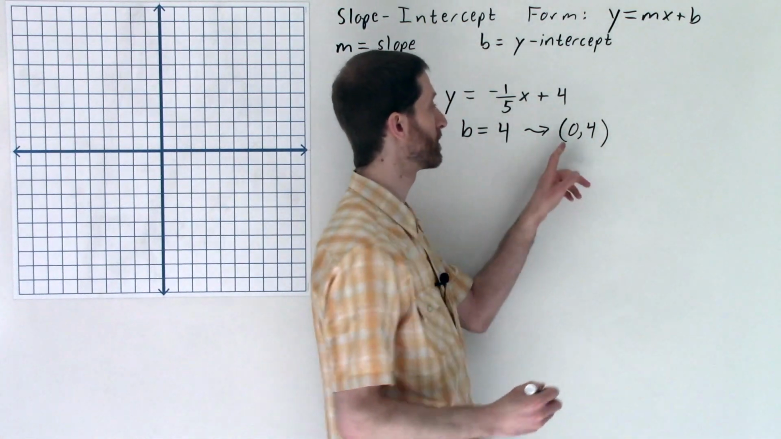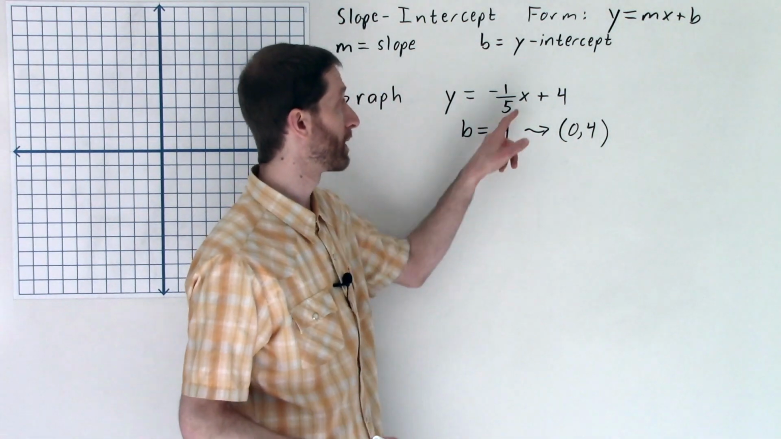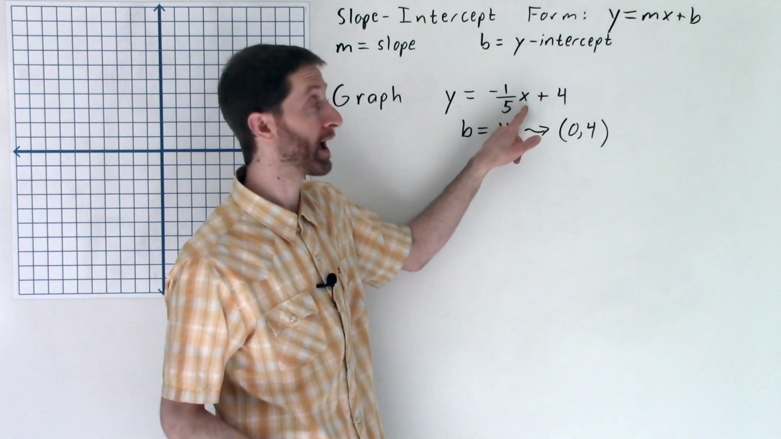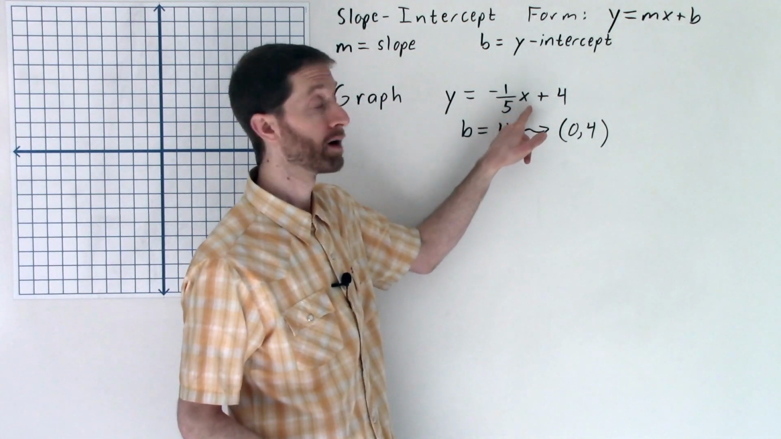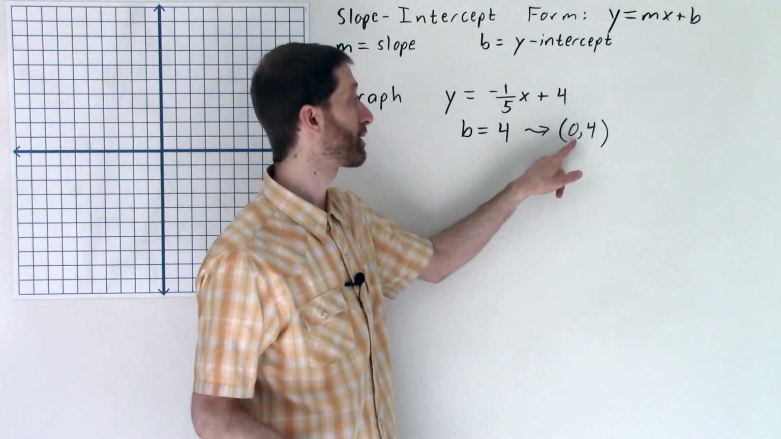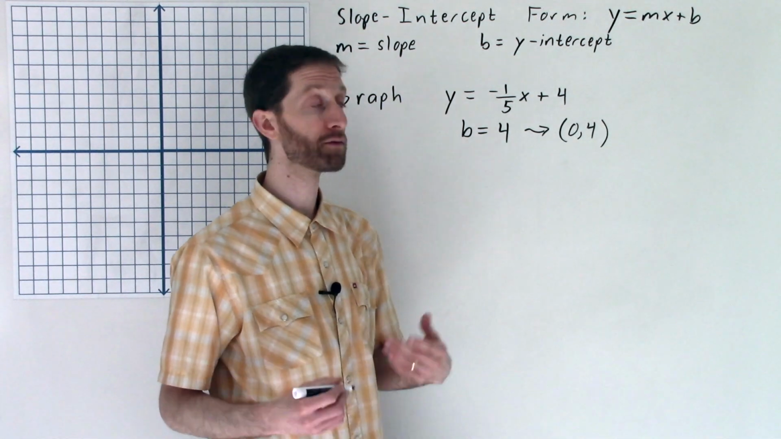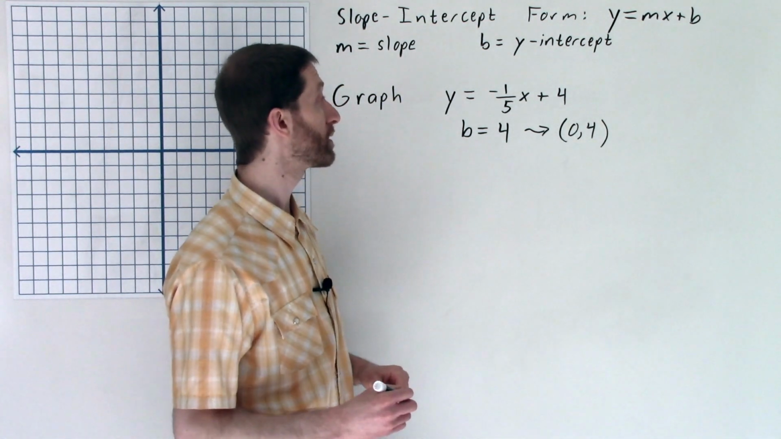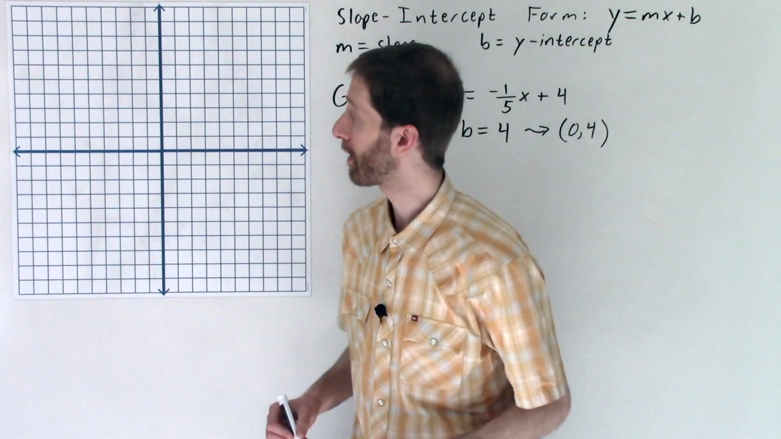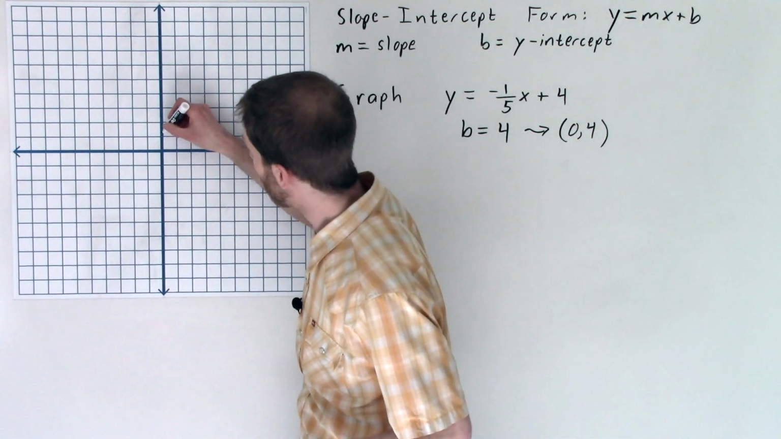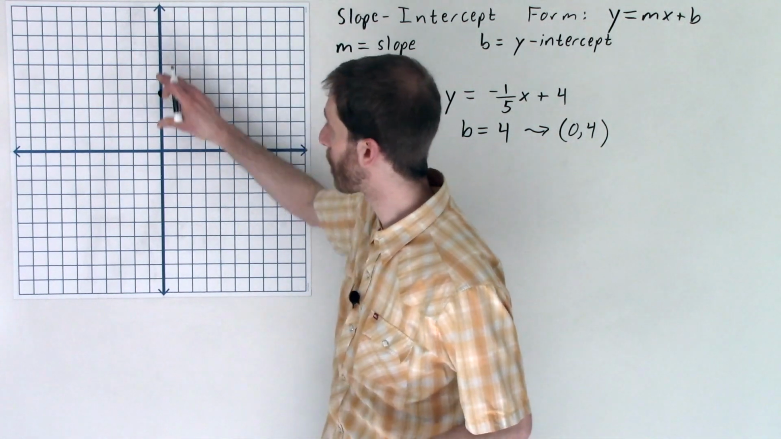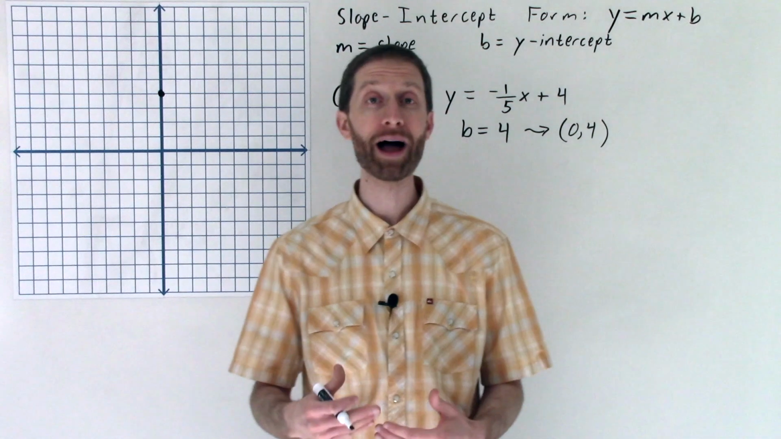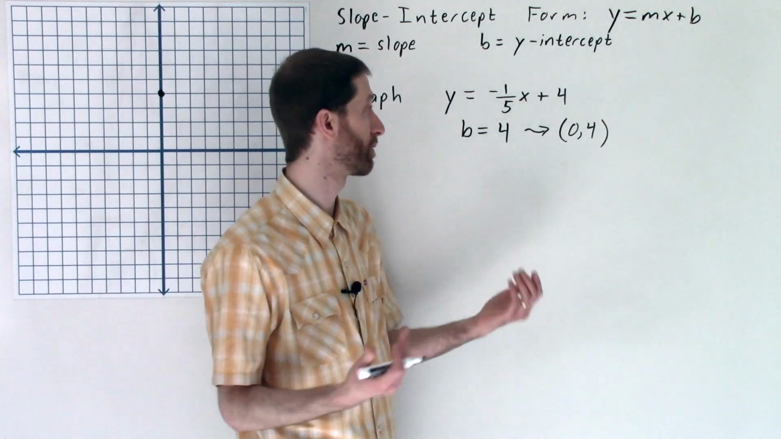And the reason why it's at (0, 4) is, think about it. If I plug in the number 0 for x, you'd have negative 1/5 times 0 is 0 plus 4, meaning the x value of 0 corresponds with the y value of 4. Now that I've got my y-intercept, I'm going to plot that on my graph. So that's at (0, 4). 1, 2, 3, 4. And we call it the y-intercept again because we are going to cross the y-axis at y equals 4, or the point (0, 4).